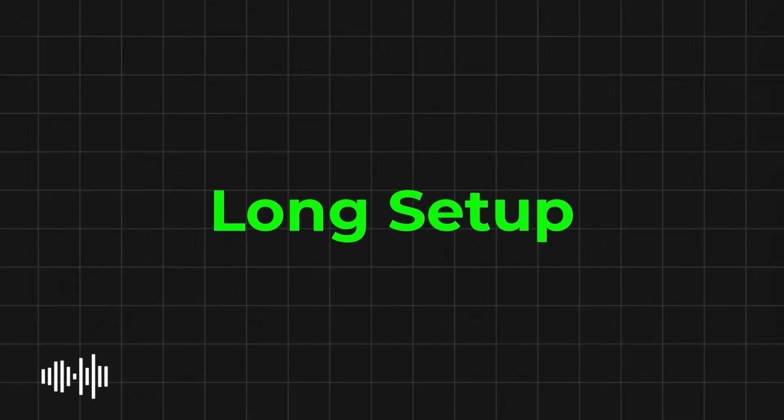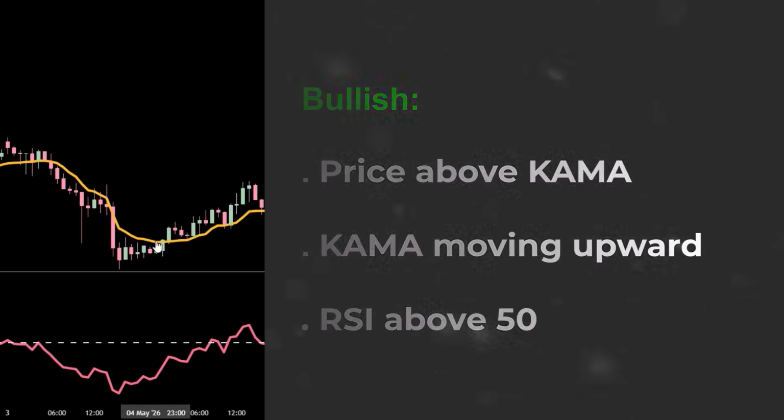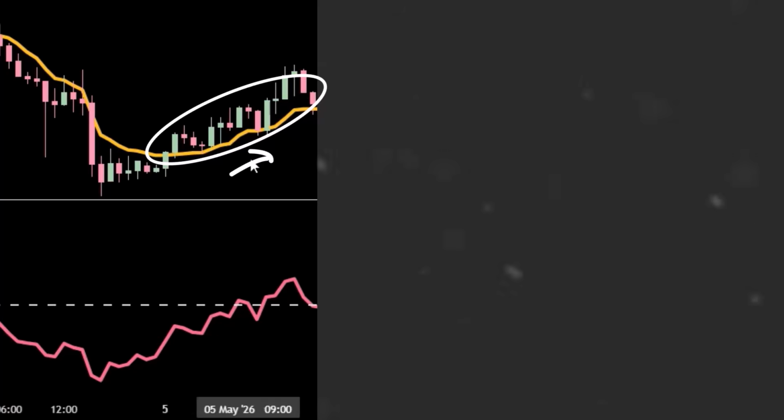Long setup. Let's start with the long setup. First, we want the market to be bullish, so price should be above KAMA and KAMA should be moving upward, and RSI should be above 50. Look at this example on the chart. Price is above KAMA and the KAMA line is clearly pointing upward. RSI is above 50. So our overall market direction is bullish.